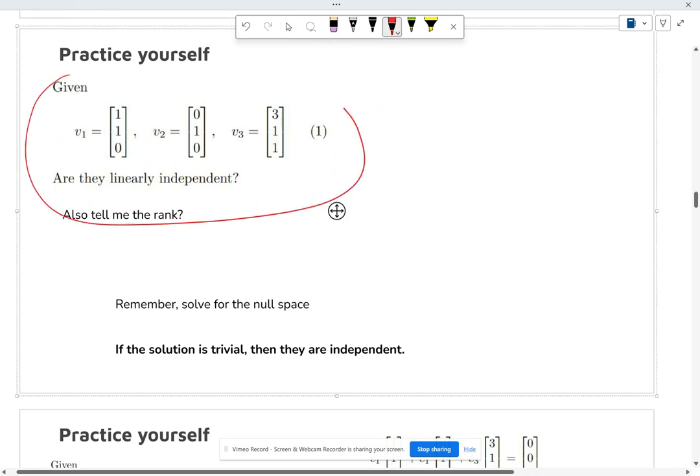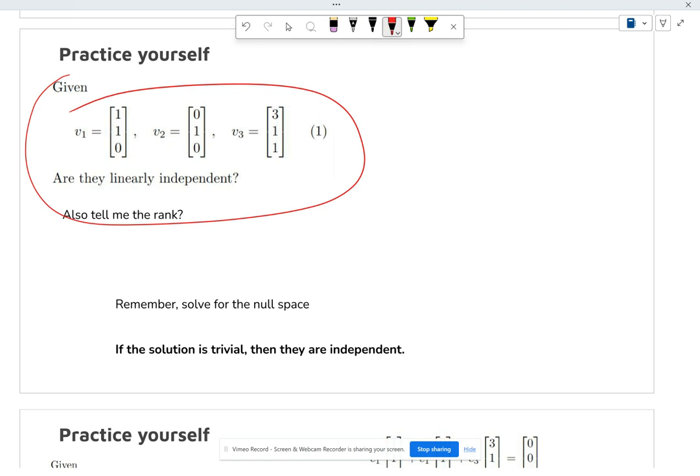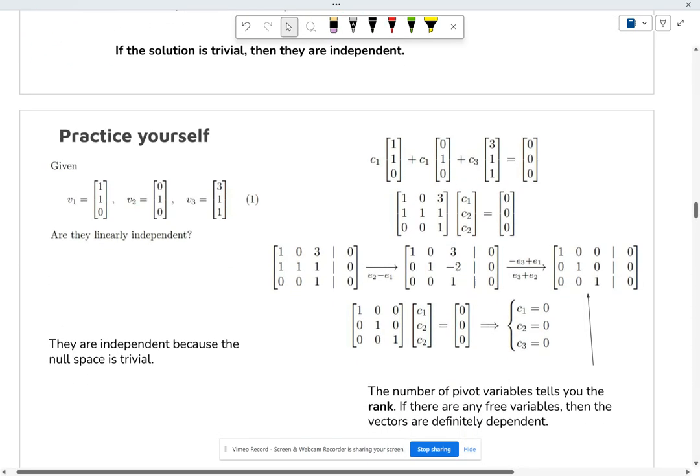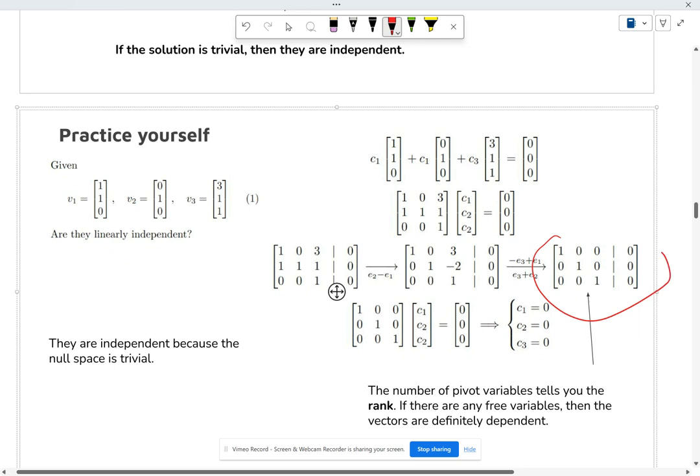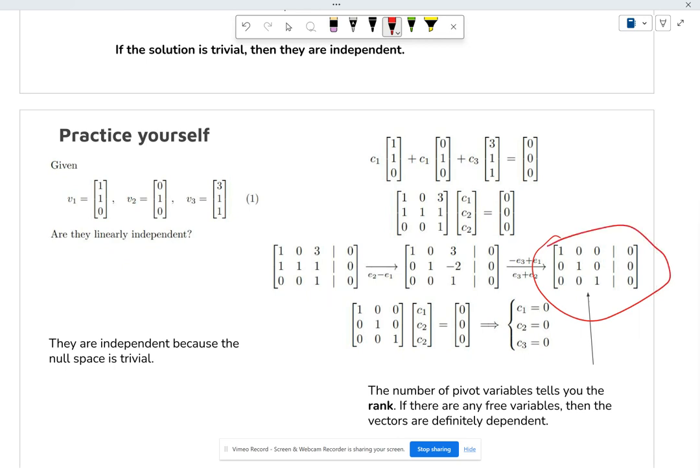So here's another one. Are these linearly independent? Why don't you pause the video and give it a try? Make sure you pause the video so I can move on. Okay. In this case, notice once you reach the reduced row echelon form, you have a really nice unique solution, and this unique solution means that it's independent.